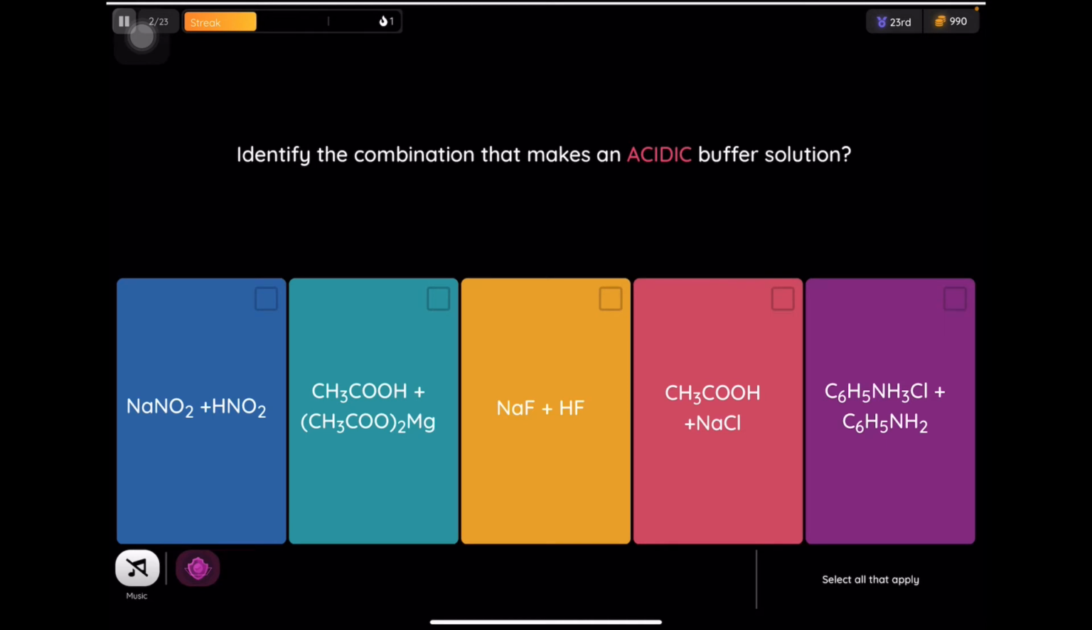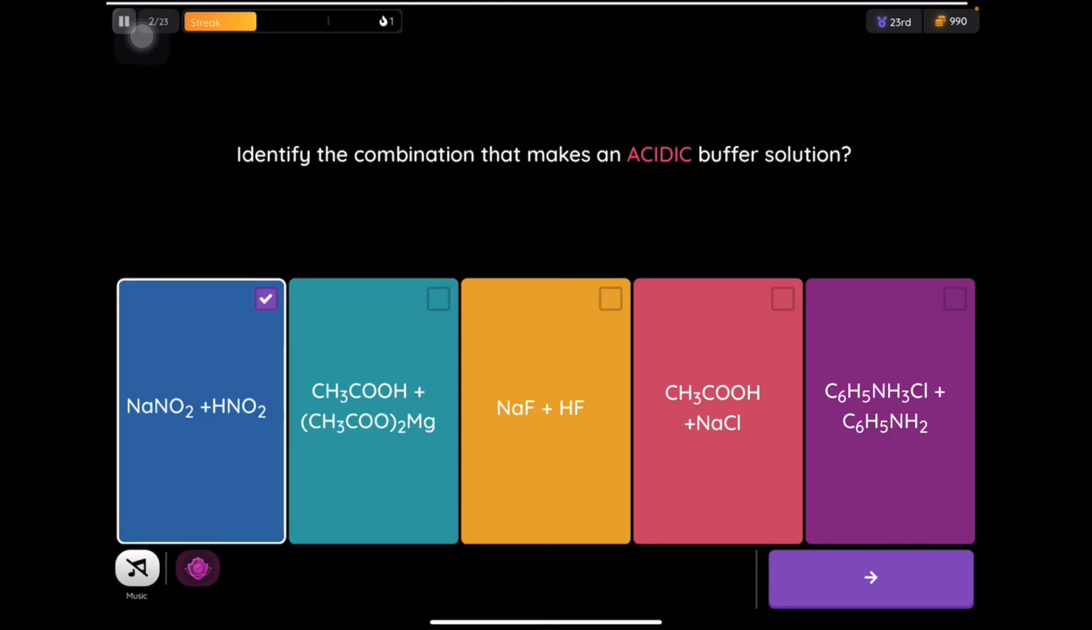Next, identify the combination that makes an acidic buffer solution. Here you have to recall that an acidic buffer solution is made from a weak acid and its conjugate base, in other words, its salt. So let's identify weak acids. The first option, yes, HNO2 is a weak acid and NaNO2 is its conjugate base, so that would apply. The second option, we have CH3COOH, ethanoic acid, which is a weak acid, and CH3COO2 Mg is its conjugate base, so that would make an acidic buffer.